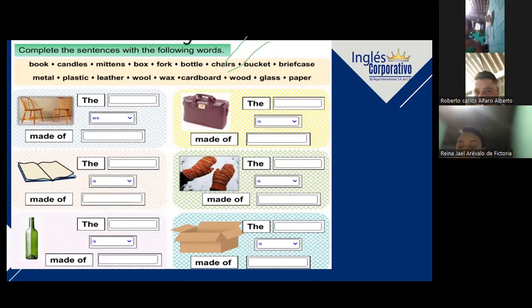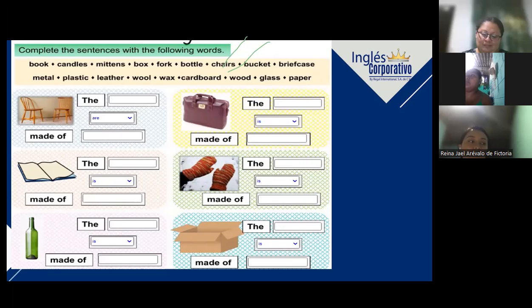The bottle is made of glass. Okay, what other material can we use to create bottles? Plastic. What else? Metal. What else? Aluminum. Yes, that's another one. This is also very common, especially with some bottles that are very resistant, and there are some that are made of wood. Incredible. I don't know how they do it, but they have a special strategy to create those pieces of art.